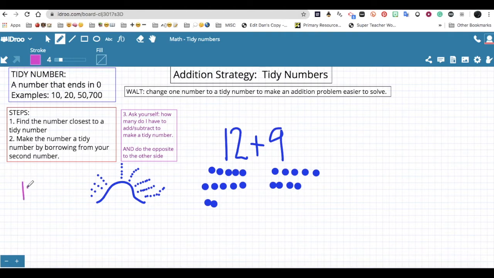We have 12 and we have 9. So first you need to figure out what tidy number both these numbers are closest to. And if you need to, remember you're rounding. And then you need to figure out which one is closer. So pause the video and figure that out. And then I'm going to show you.